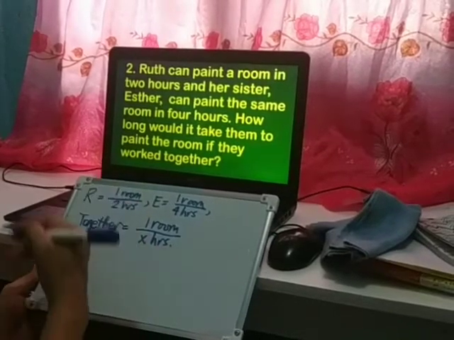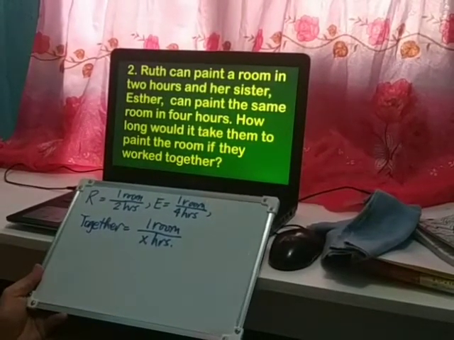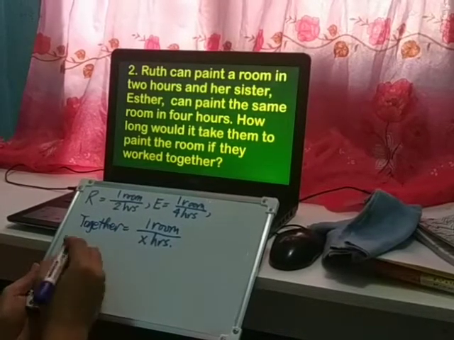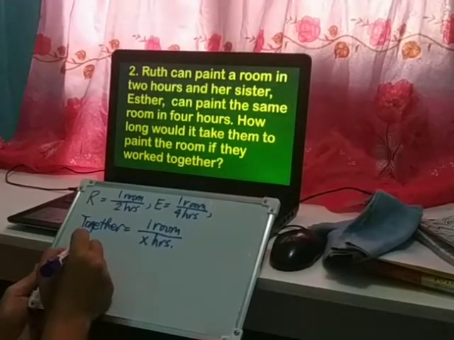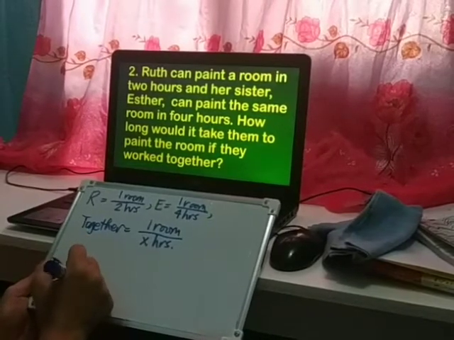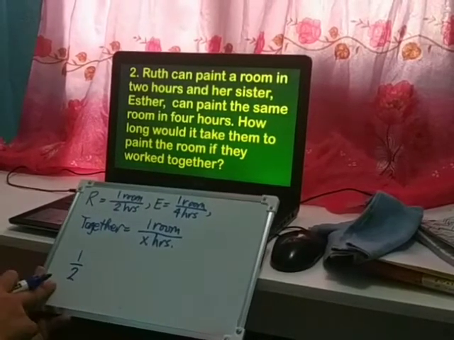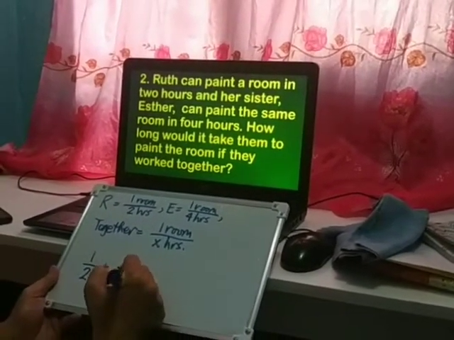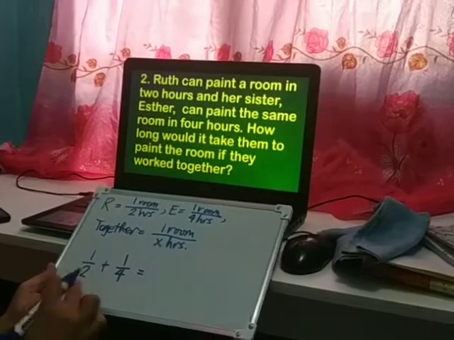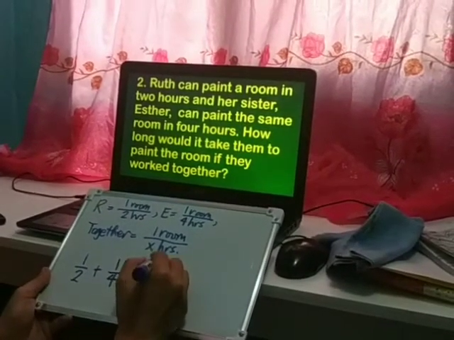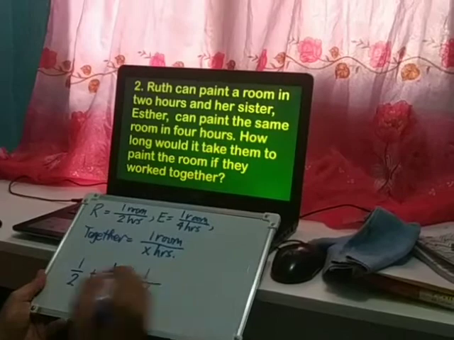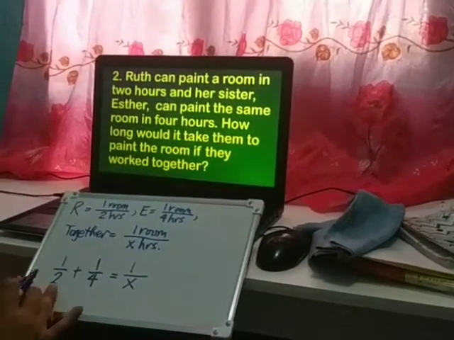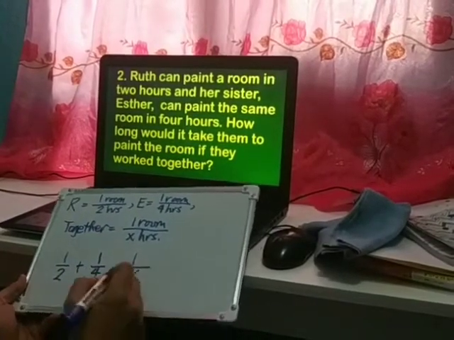And so, let's arrange our mathematical sentence. For Ruth first. Ruth can do 1 room over 2 hours. Plus, Esther, 1/4 hours. If they help together, they can do this room in 1/x hours. And so, here is our mathematical sentence: 1/2 plus 1/4 equals 1/x. Let us solve for x.